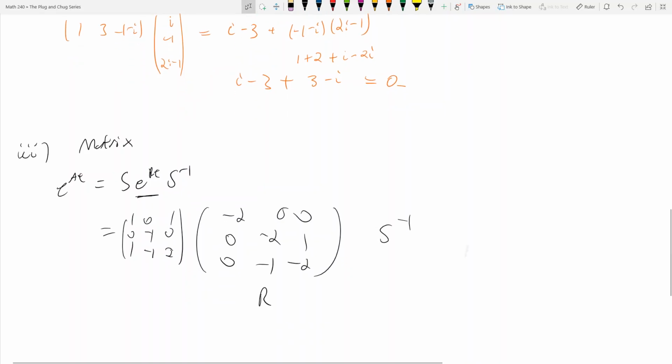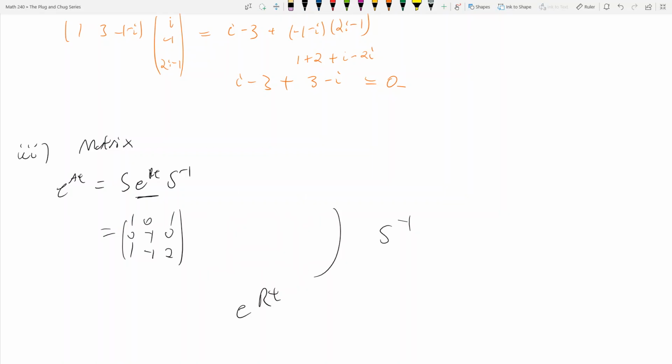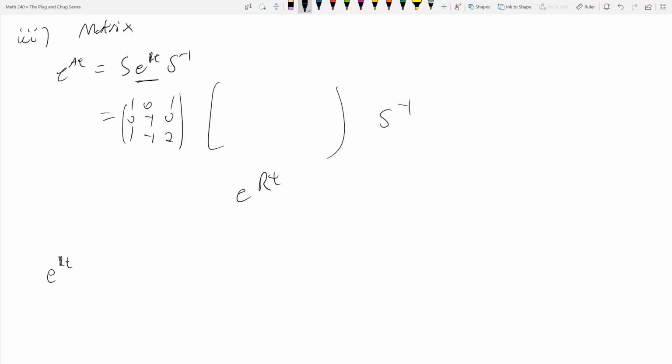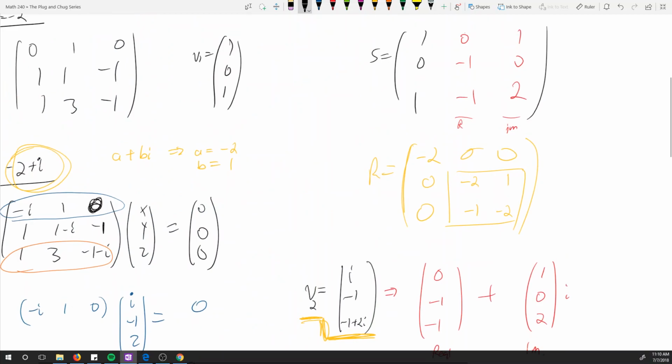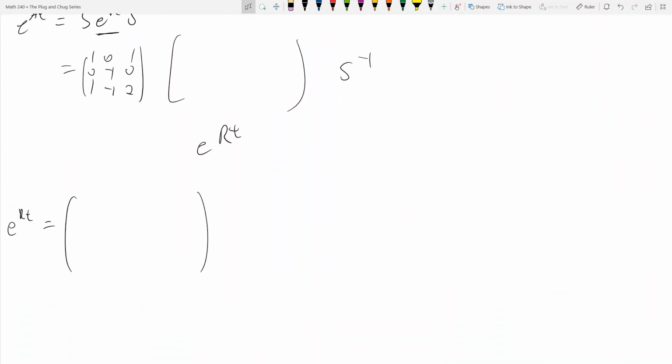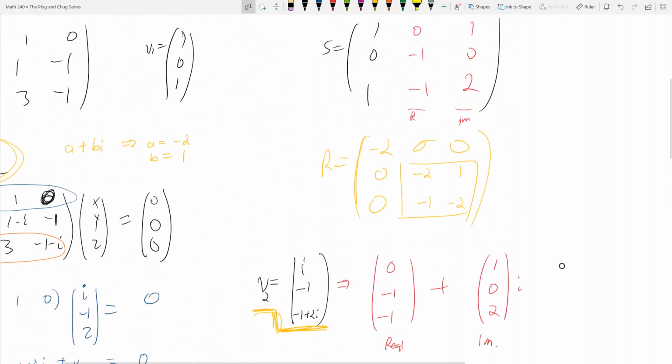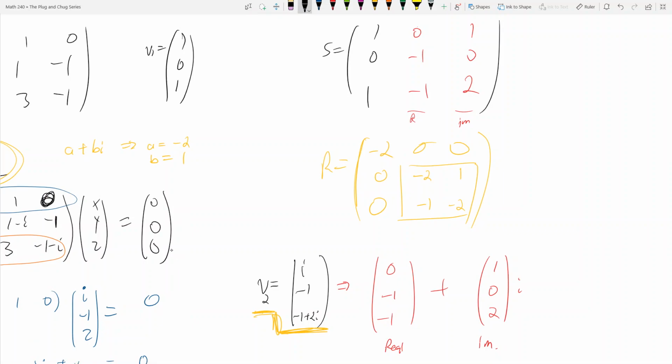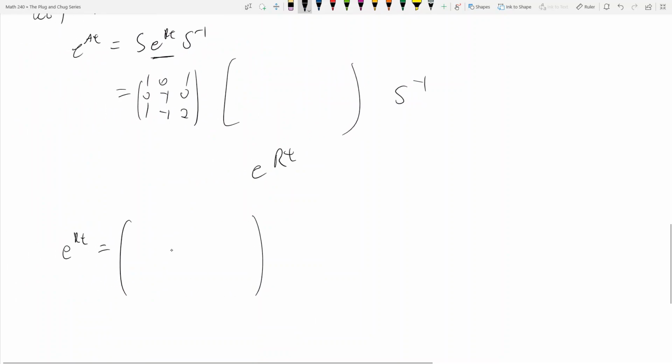So how do we find e to the Rt? It's not this guy, so let's find e to the Rt. It's a gimmick: we actually didn't need to find R to find e to the Rt, because e to the Rt is, for every eigenvalue on the diagonal, just that value exponentiated. Here, this negative 2 is the only eigenvalue on the diagonal, because it's the only real eigenvalue. Remember, the way we put this 2 in was just how you put any other eigenvalue in a diagonal matrix. And so this first entry of R is just going to be e to the negative 2t.